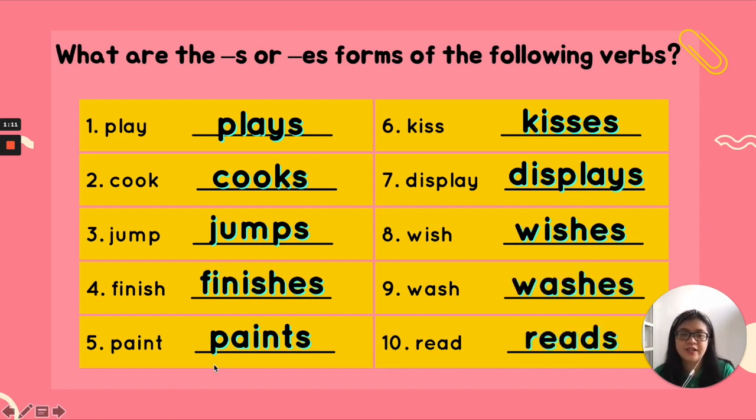Okay, so for the word kiss, because it ends with s, it becomes kisses. For wish and finish, they both end with sh, so you have to add es at the end of them.